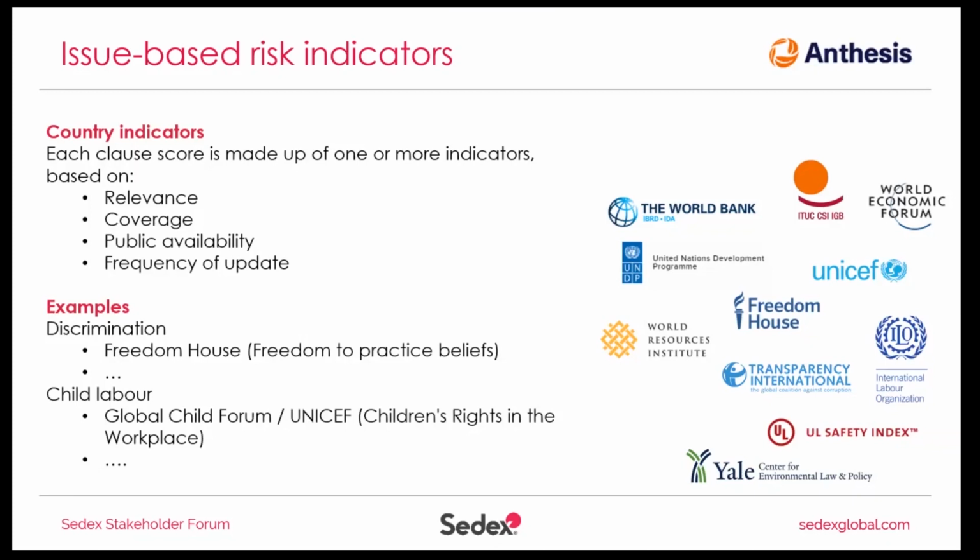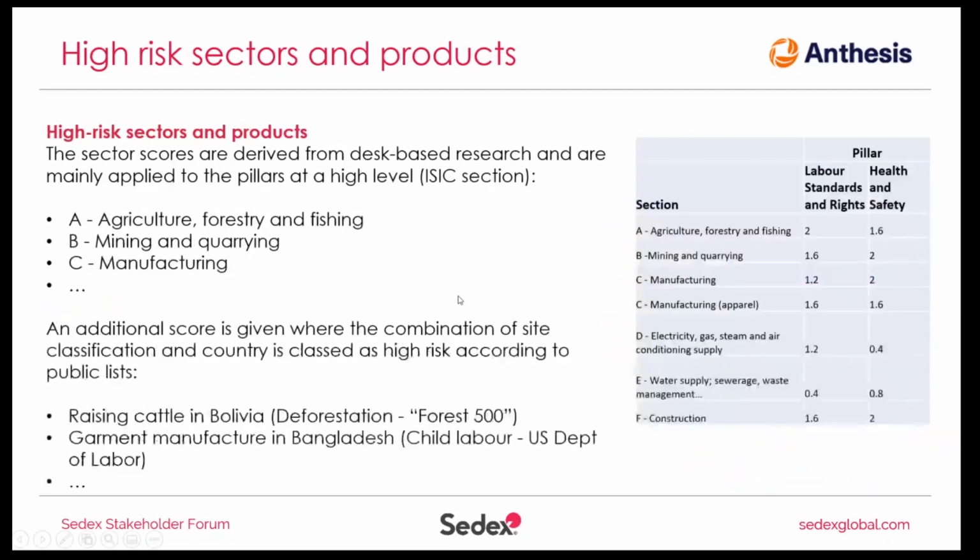Based on all of those indicators, you've got a score of 1 to 8. Then we've got the other 2 points, which come from the sector which the site works in, and in some cases, the products that they produce. Again, we've done research across these sectors. It's basically using an ISIC class section, for those familiar with those, which is A to Z, where you've got things like agriculture, forestry and fishing, mining, manufacturing.